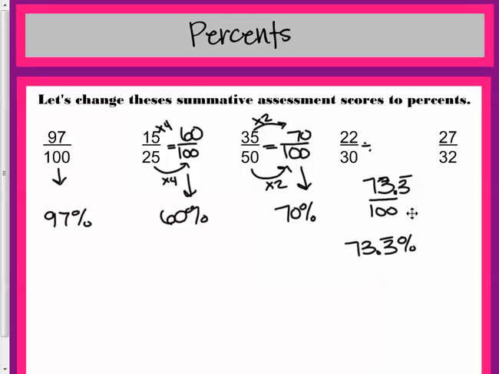Okay, same thing with 27 divided by 32. There's no easy way to get to 100. So let's look at it from a decimal perspective. It's 84 and then 375.